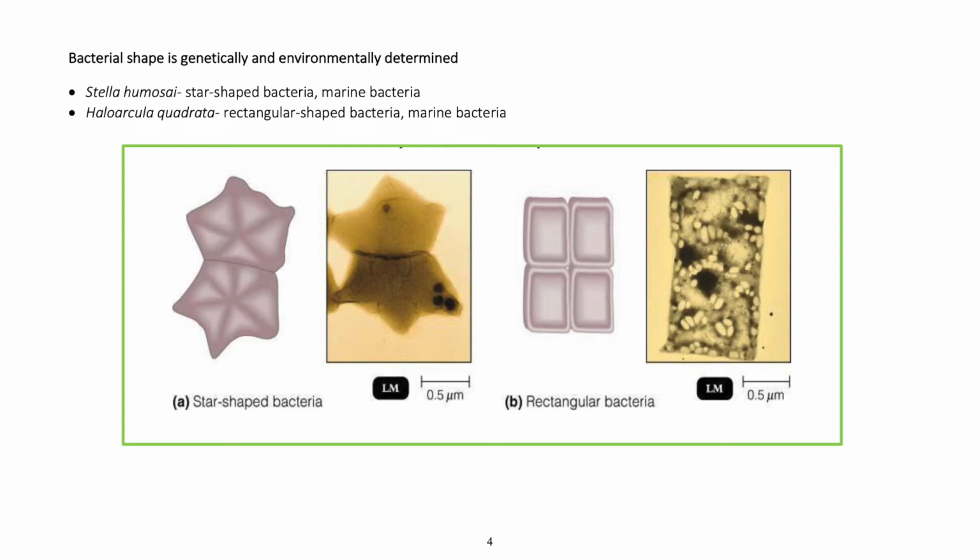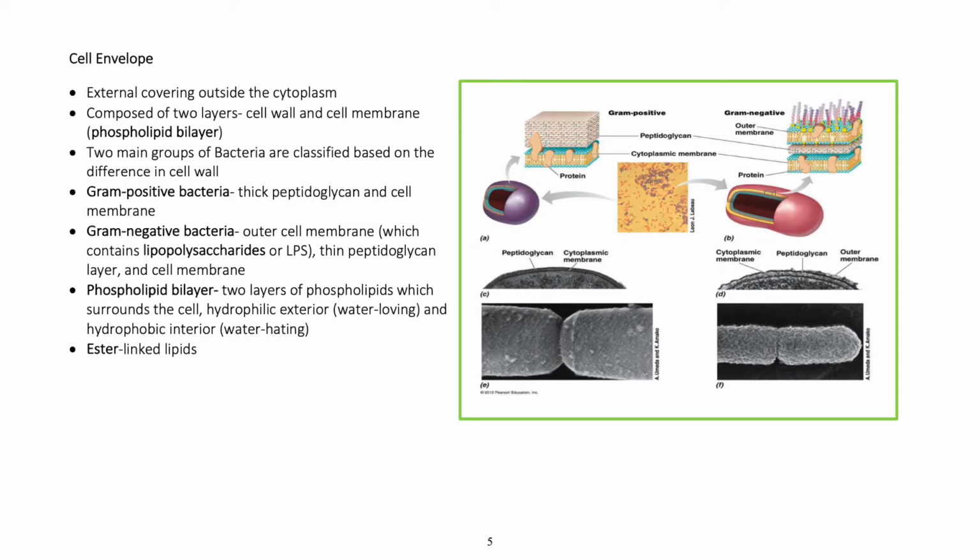Stella humosi. Star-shaped bacteria. Marine bacteria. Haloarcula quadrata. Rectangular-shaped bacteria. Marine bacteria. Cell envelope. External covering outside the cytoplasm. Composed of two layers: cell wall and cell membrane phospholipid bilayer.